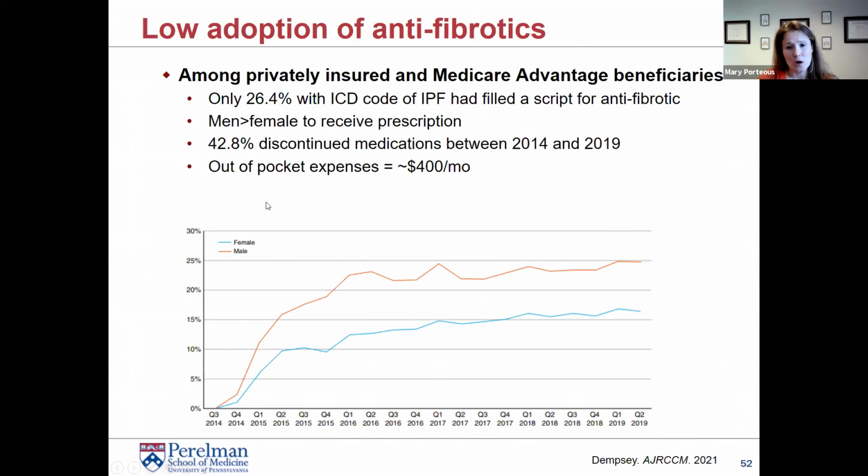Despite that, there's a relatively low adoption of these antifibrotics. Among privately insured and Medicare Advantage beneficiaries, only about 26% with an ICD-10 code of IPF had ever filled a script for an antifibrotic. Men were more likely than women to receive a prescription, and about 43% of them discontinued the medication at some point. And despite there being a lot of grants to support these, the out-of-pocket expense for many of these patients was at least $400 a month. So it's a lot.